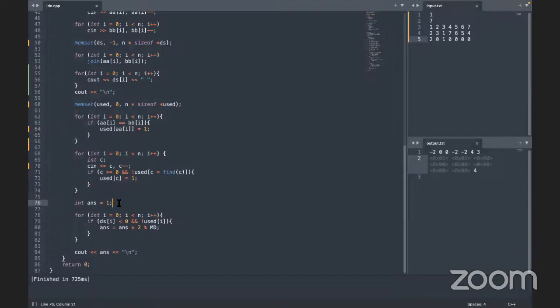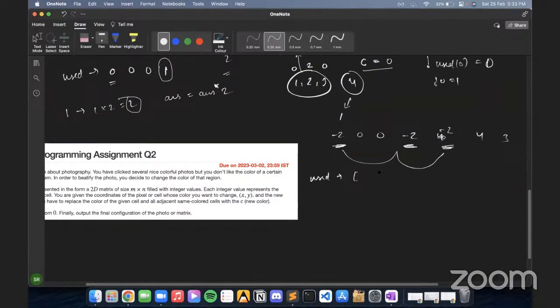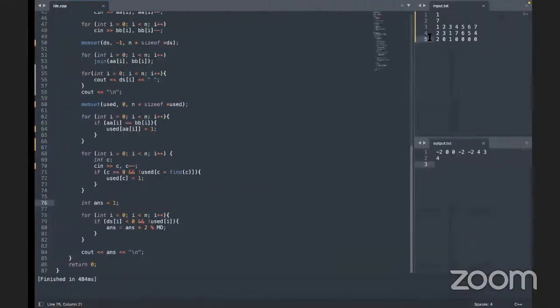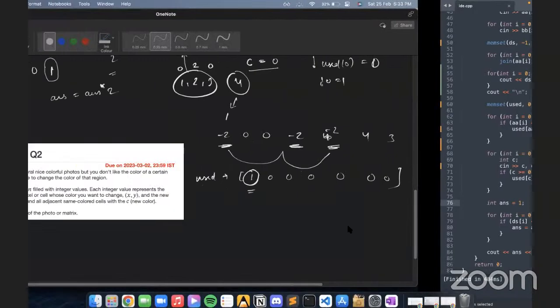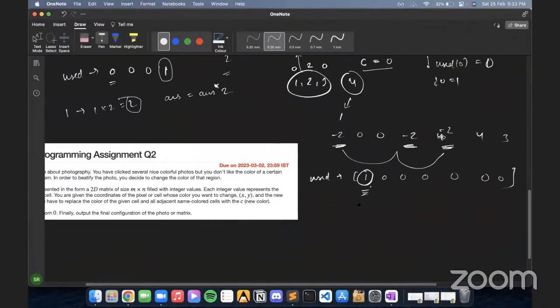There seems to be some error. I don't know. But the used array would look something like this: a 1 over here, then 0, 0, 0, 0, 0, 0. This is because we have already fixed 2 over here at the first index in the test case. That is why we have marked it as 1. So when coming to this parent, we don't consider it. We just move on.